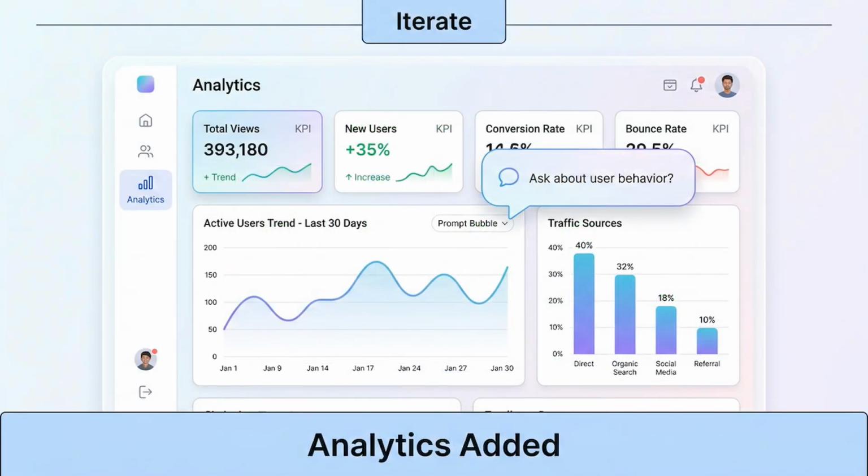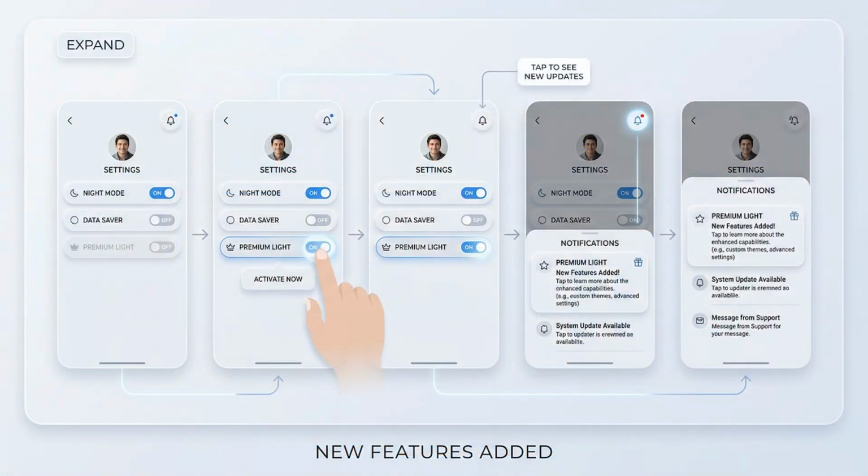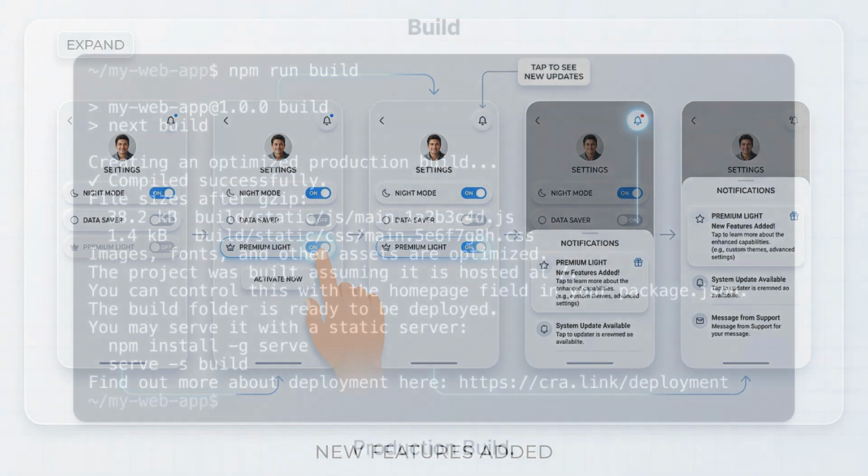Prompt: add an analytics page with charts. AI updates multiple files, adds routes, and integrates UI components automatically. Add user settings and notifications via prompt. AI modifies front-end and back-end consistently without manual wiring.